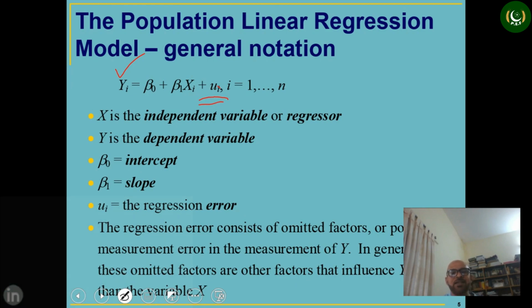So X is called regressor, predictor, explanatory variable, independent variable. Y is called dependent variable, predictand, regressand, response variable, outcome variable. There are so many names for these variables. Beta naught is called intercept. What's its interpretation? Why should we avoid interpreting it the way we do in mathematics? Beta 1 is your slope and ui are your errors. What is the difference between errors and residuals? That we'll also discuss. There is a difference between residuals and errors.